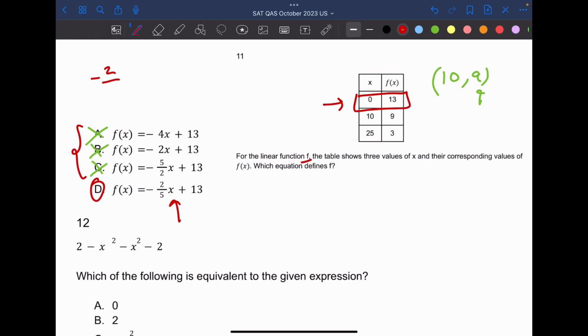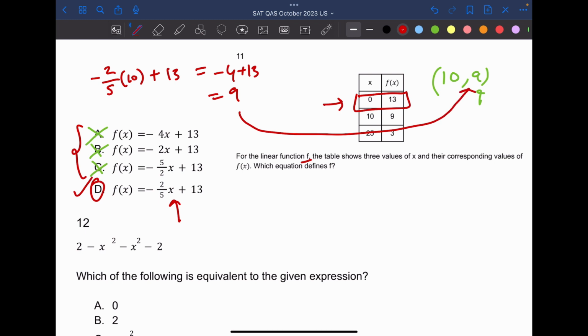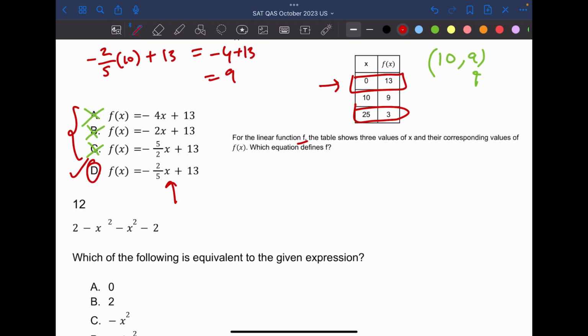You get that negative 2 over 5 times 10 plus 13. If you put this on a calculator, or if you actually solve it, you get negative 4 plus 13, which is equal to 9. So this point does exist because it matches, so D must be the right answer, and we do not even have to check the others. But yeah, that's question number 11.